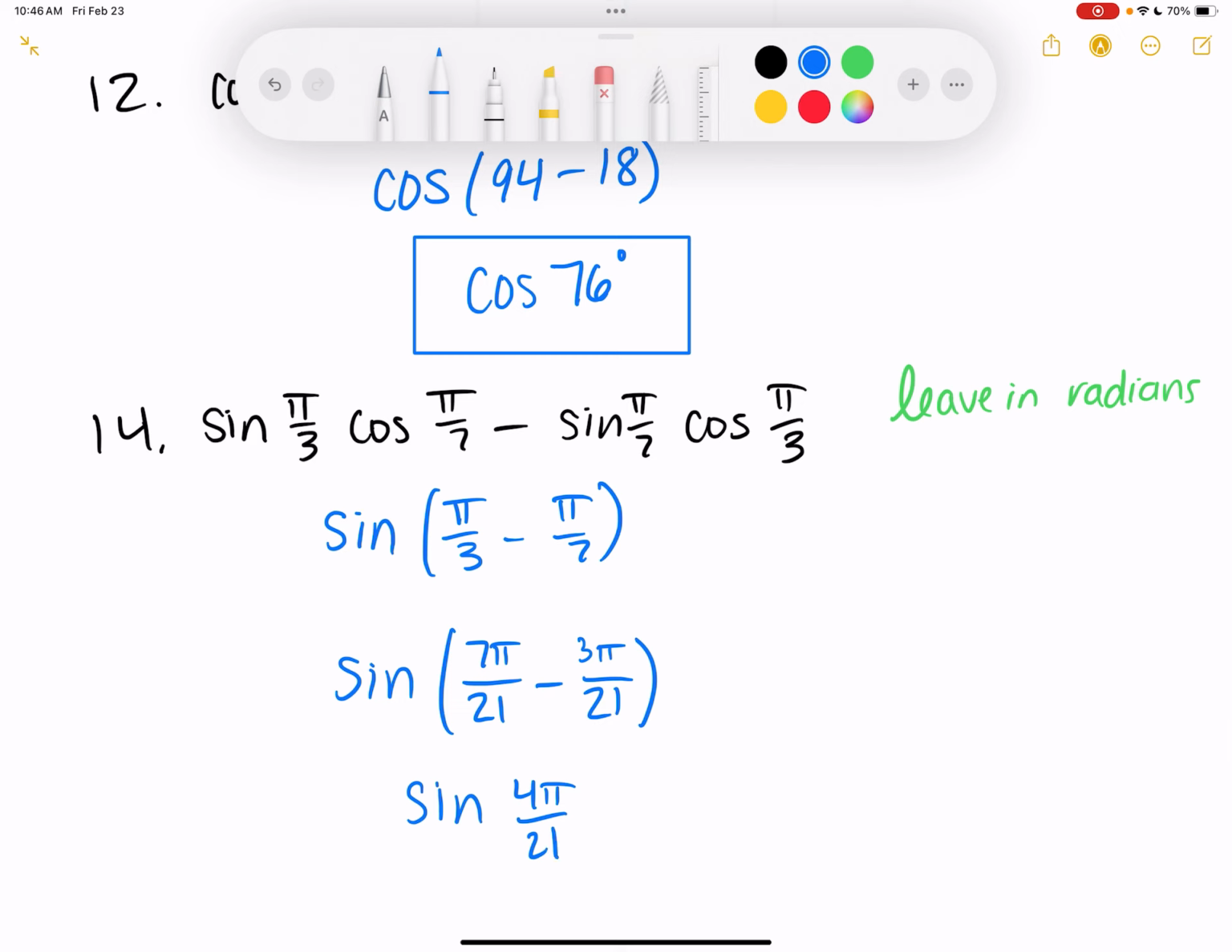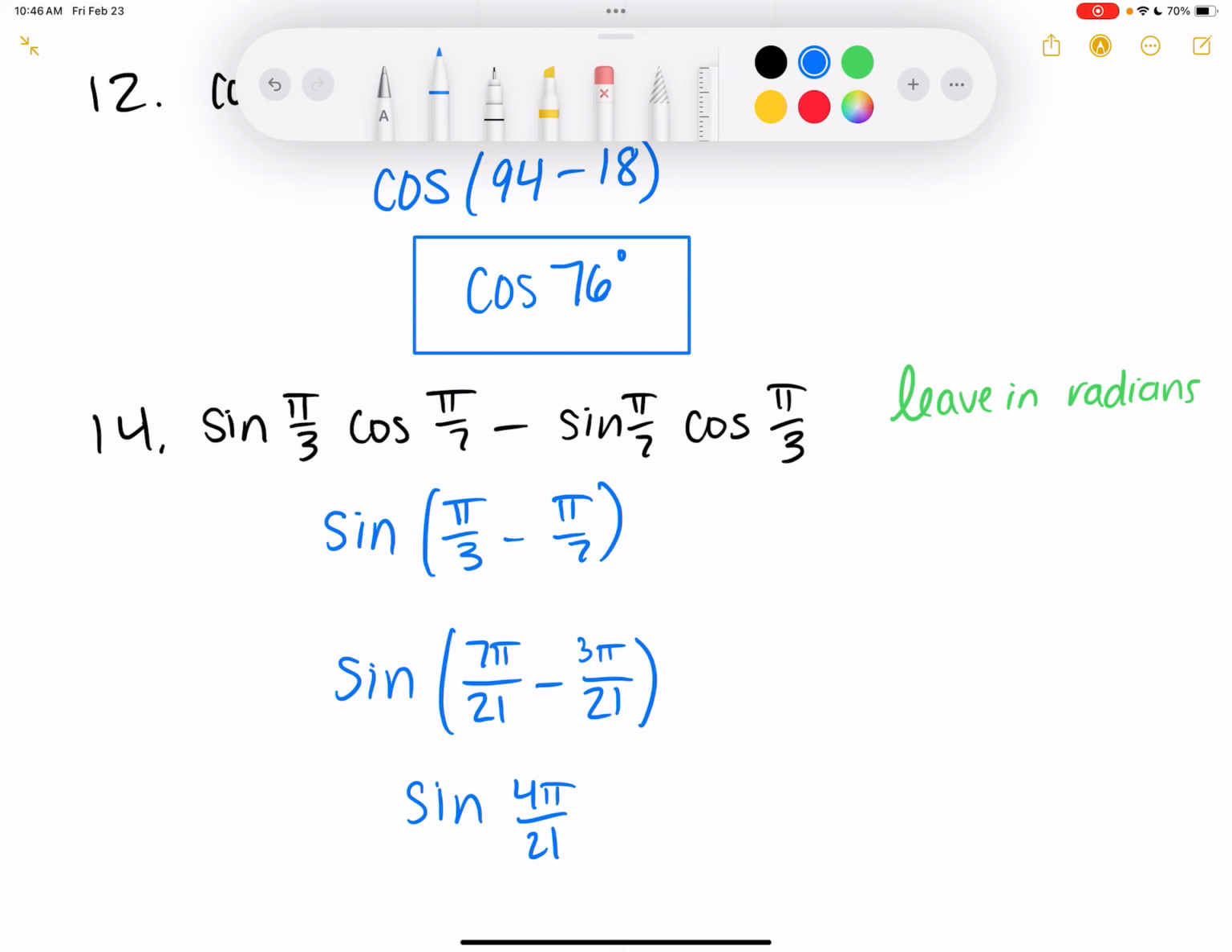So you kind of see why we don't really want to work the other direction. You would not have come up with pi over 3 and pi over 7 by looking at 4 pi over 21 without really intently thinking about it, most likely. So that's why I say with these ones, you do need to leave it, just because on the exam, they would expect you to leave it in the same thing that it started in.